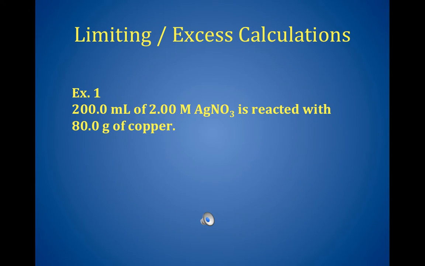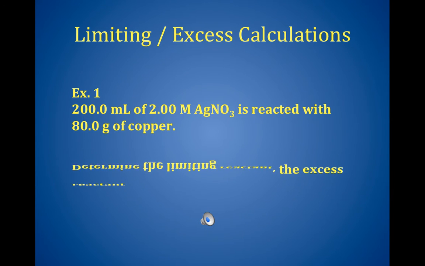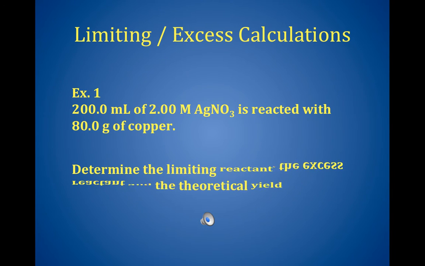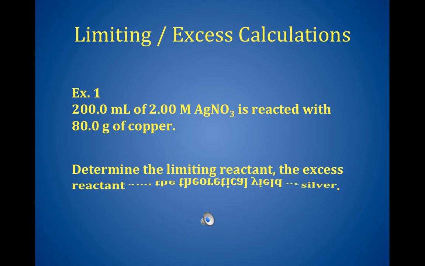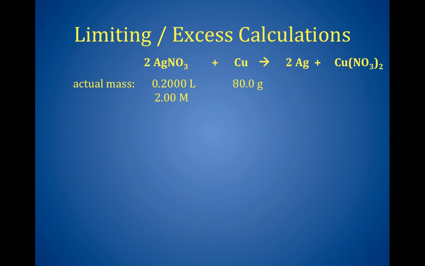So here we have a volume and concentration, and we've got some copper, we've got a mass of it, and we know, hey, we need a balanced chemical equation. So we need to know limiting reactant, excess, theoretical yield, all kinds of stuff going on here. So let's see how we get on. There's our balanced chemical equation. And I just call this actual mass. I know this is volume and concentration, but this is just telling me what's supplied in the question.